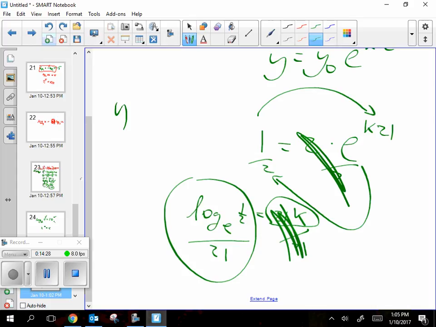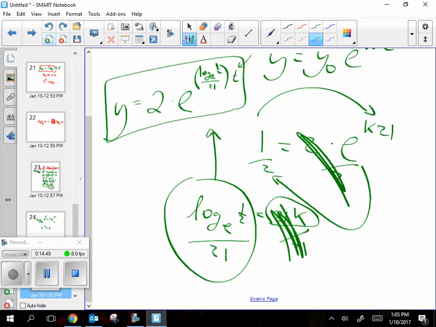So now I could rewrite the equation. And you put the starting amount, which was 2, and you put E, and you put in the K, which is this thing. Log base E of 1/2 over 21. And then you say T. Why is this equation good? Because all it needs is any time, and all the rest of this is not variables, it's numbers. Even that's a number. It's 2.718. So you can stick in a time and get your answer. That is a typical Half-Life question.